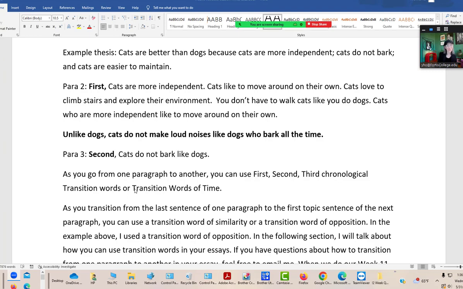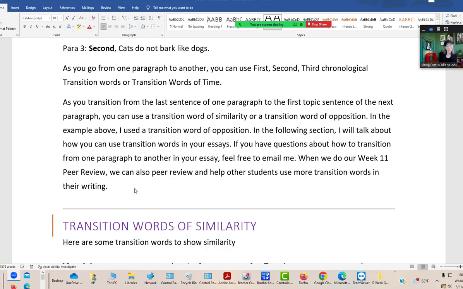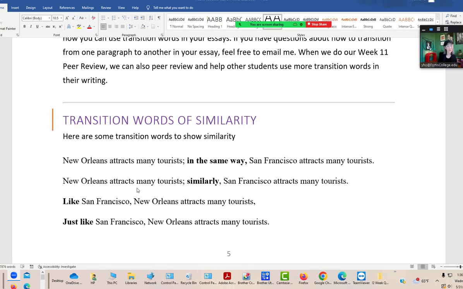Also, as you transition from the last sentence of one paragraph to the first topic sentence of the next paragraph, you can use a transition word of similarity or a transition word of opposition. In the example above, I used a transition word of opposition. In the following section, I will talk about how you can use different kinds of transition words.